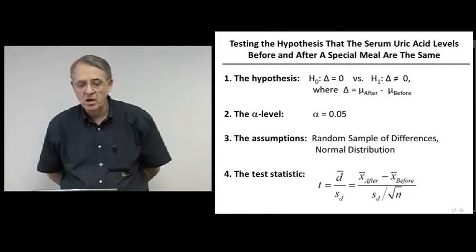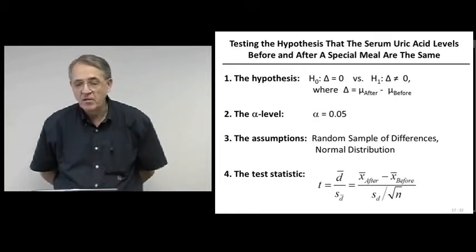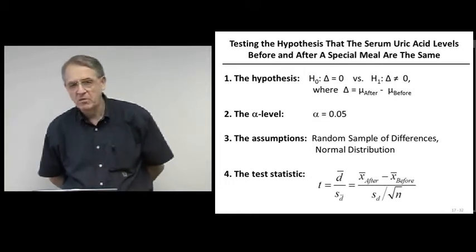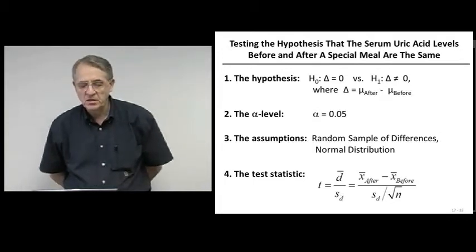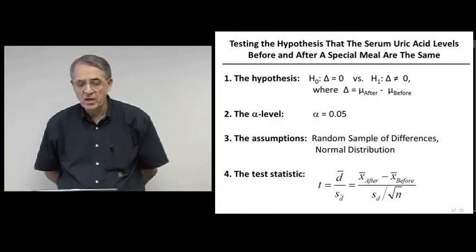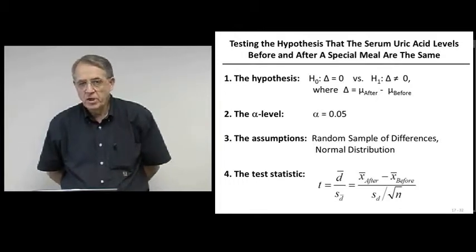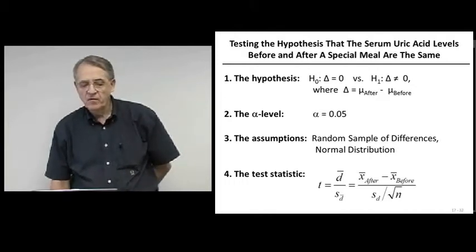Our assumptions are that we have a random sample of the differences. Not a random sample of the before, and not a random sample of the after, but a random sample of the differences. And then we're going to use the t statistic, which is d bar over s sub d divided by the square root of n. And that's all just working with the differences. And this is a one sample t-test.